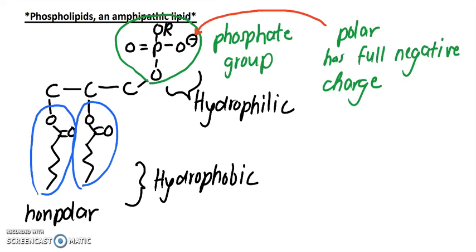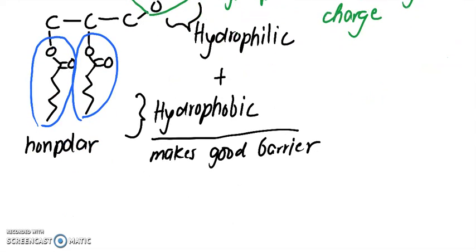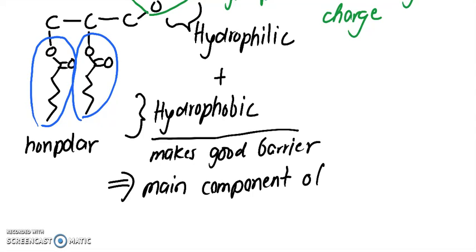Now the fact that a phospholipid has both of these things makes it an excellent barrier. So it makes a good barrier. And this is exactly what it does in our bodies. This is the main component of our cell membranes.